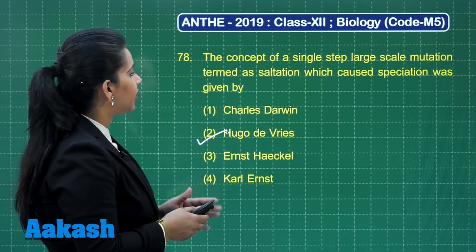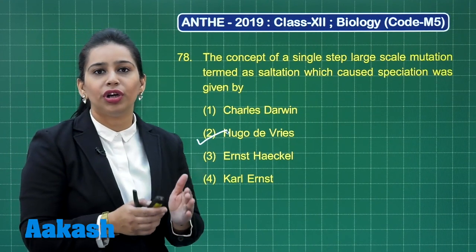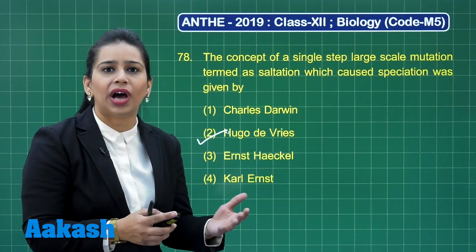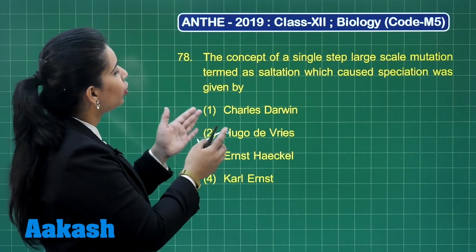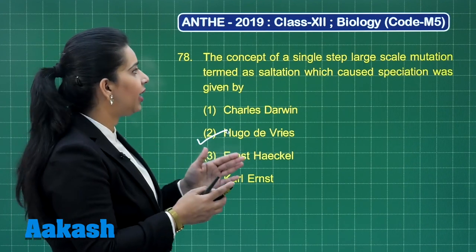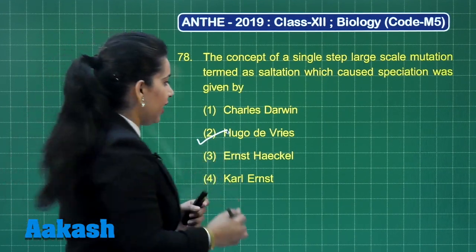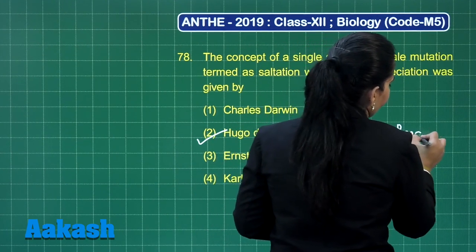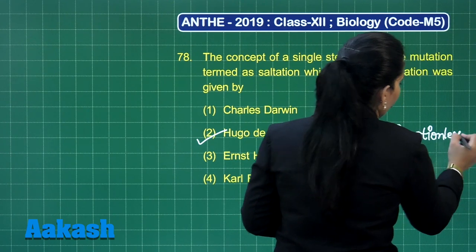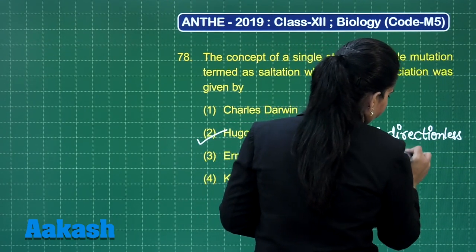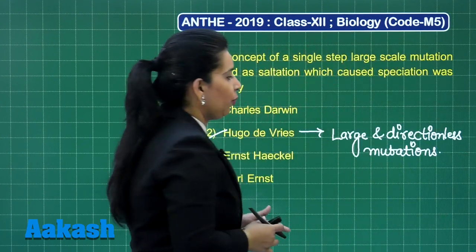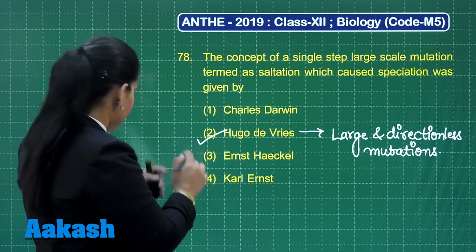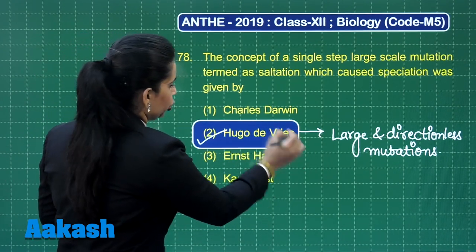So, I am directly pointing the answer as you have learnt, Charles Darwin. He proposed the theory of natural selection and he said that evolution is gradual because the variations according to Darwin are small and directional. While according to the mutation concept of Hugo de Vries, he said that mutations are large and directionless. So, these are large and directionless mutations, unlike the Darwinian variations, which he proposed based on his experiments on the plant evening primrose or Oenothera lamarckiana. So, yes, answer is surely option number 2.